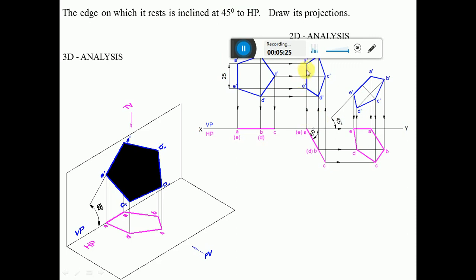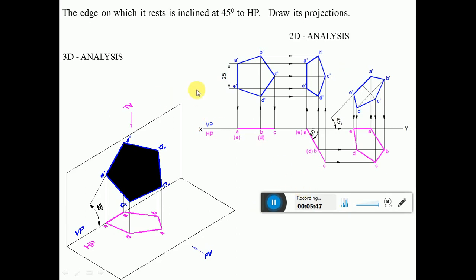So redraw the second position front view by an angle such that A dash is at 45 degrees to HP, and then draw the corresponding top view. So this view and this will remain the same. Draw the corresponding top view such that you can still see that AE is on the vertical plane. Now this is how we can do the analysis.